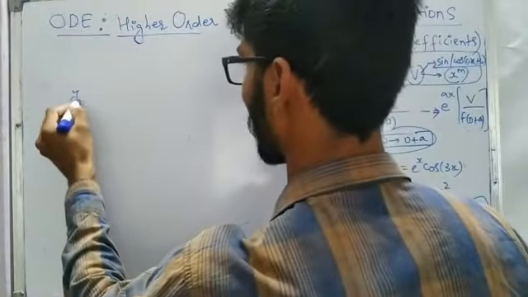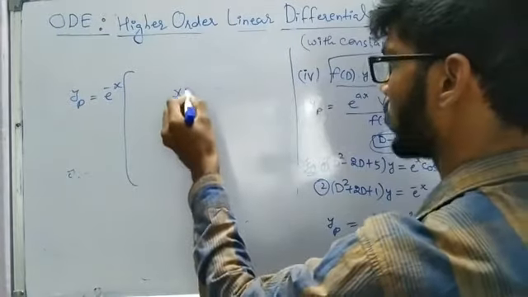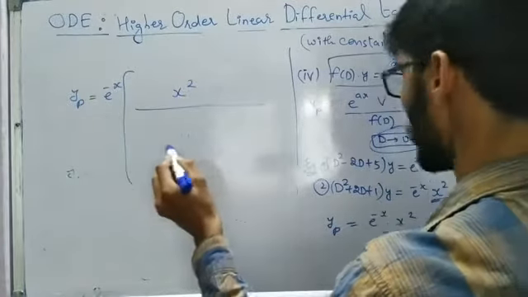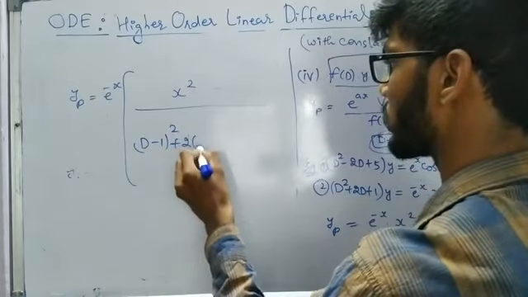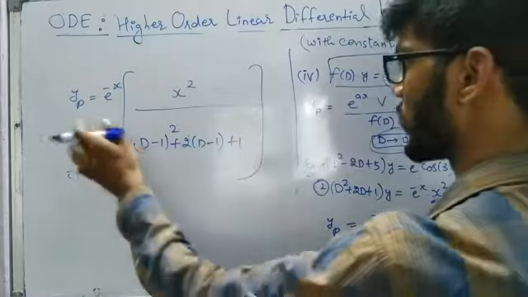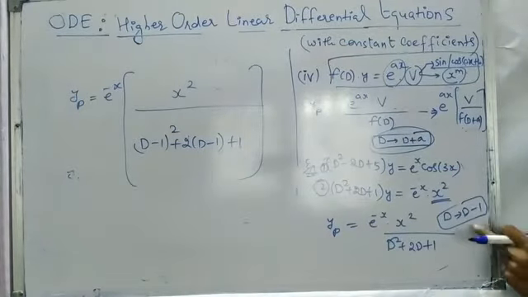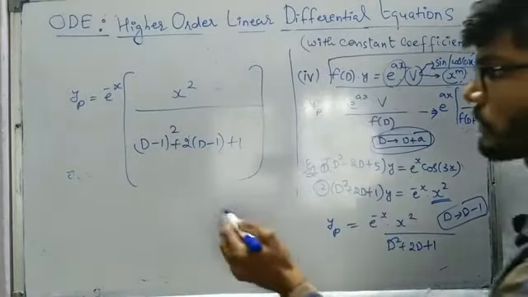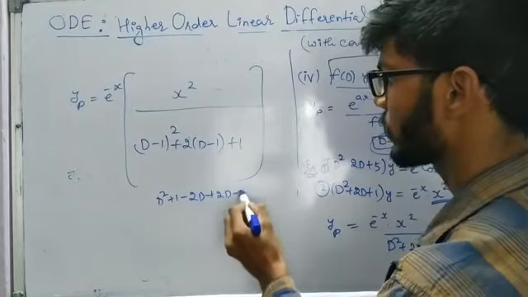So you are going to get yp is equal to e power minus x. So the e power x term we are going to leave out. So this will be x square divided by d minus 1 whole square plus 2 times d minus 1 plus 1. So what we have to do? To separate the e power x term, we have to replace d by d plus a. So a is nothing but minus 1. So this is d minus 1. So now you have to solve this. d square plus 1 minus 2d plus 2d minus 2 plus 1.